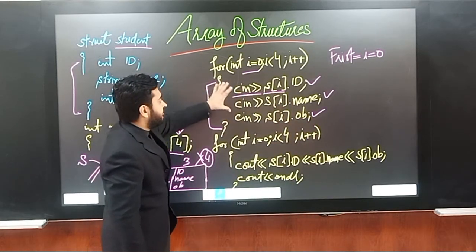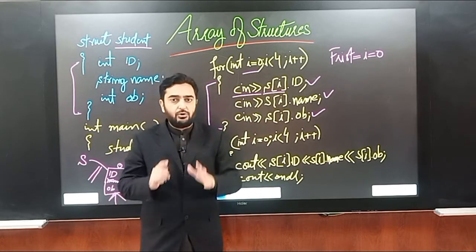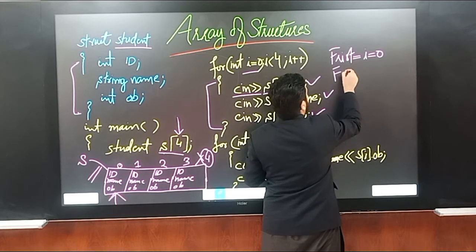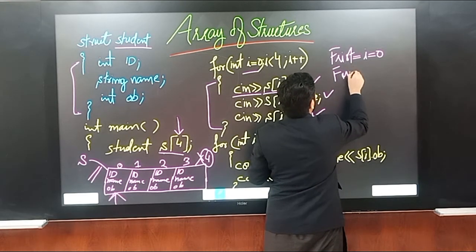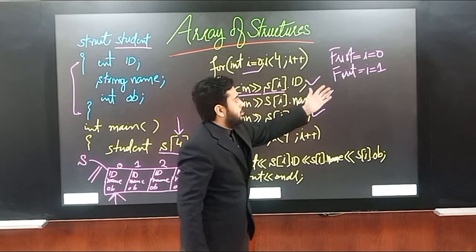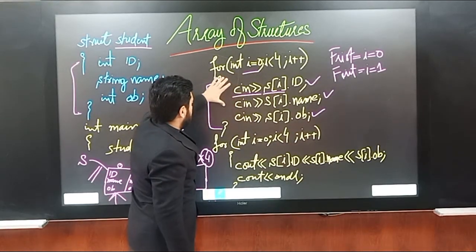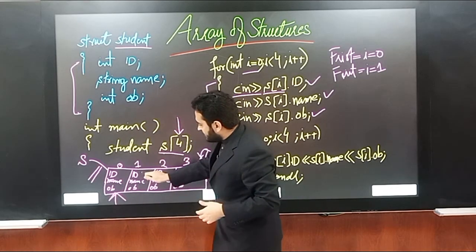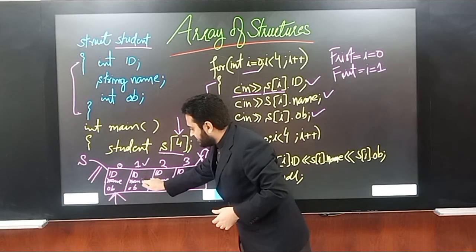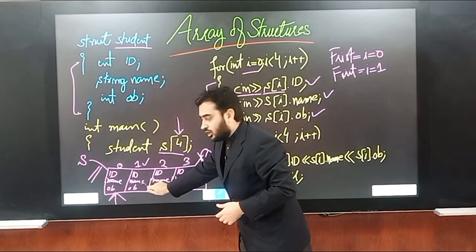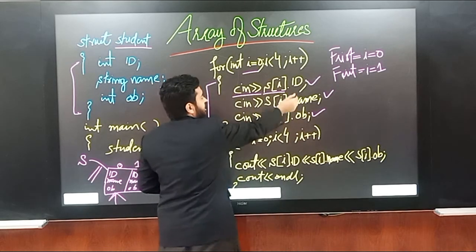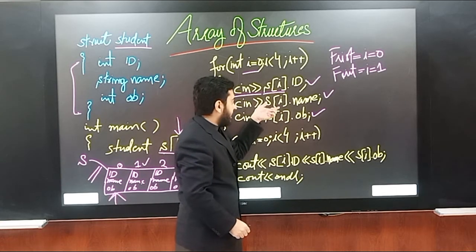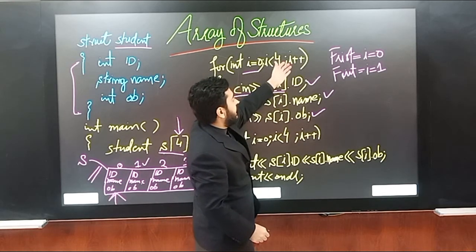In the first iteration, as the value of i is 0, we access index number 0. Similarly, in the second iteration, i will be updated to 1, so i will be equal to 1. So s[1].id, s[1].name, s[1].ob. All of these 3 variables will be accessed using the index number, which is now i equal to 1.